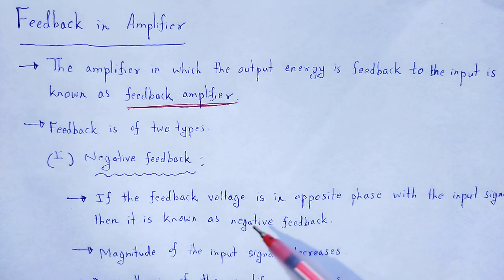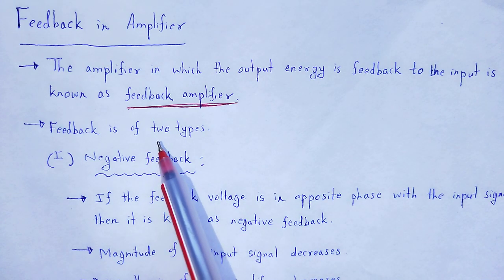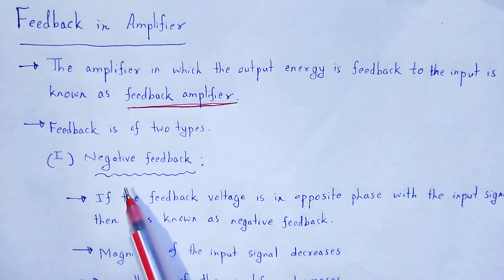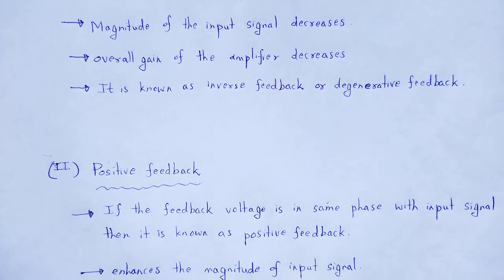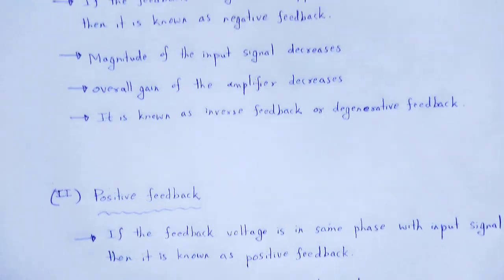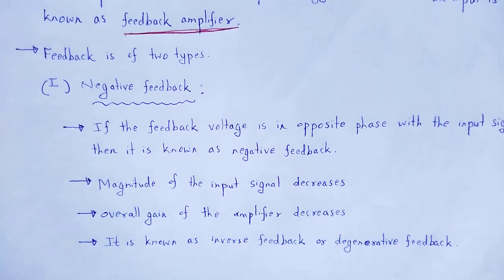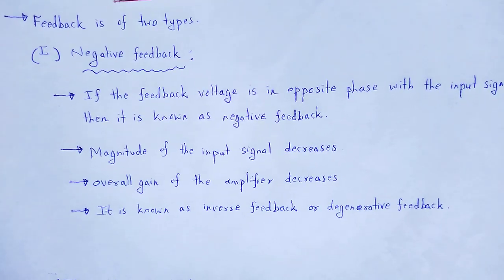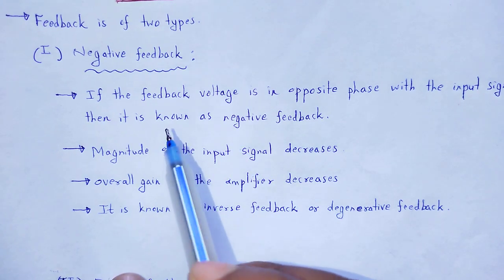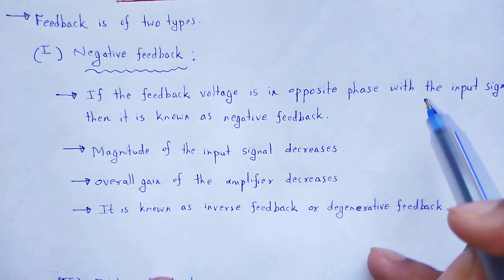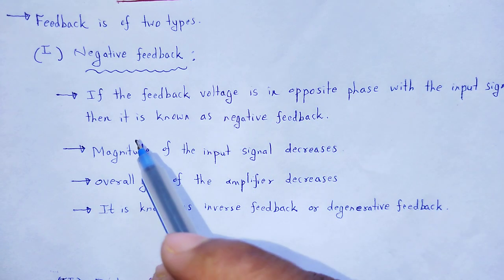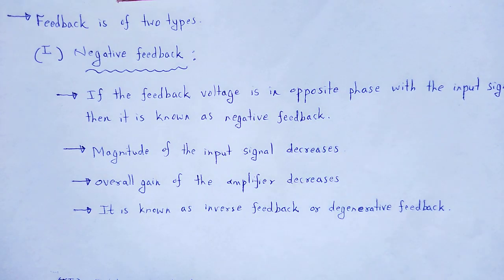It is classified into two types. One is negative feedback, another one is positive feedback. So, what is negative feedback? If the feedback voltage is in opposite phase with the input signal, then it is known as negative feedback.